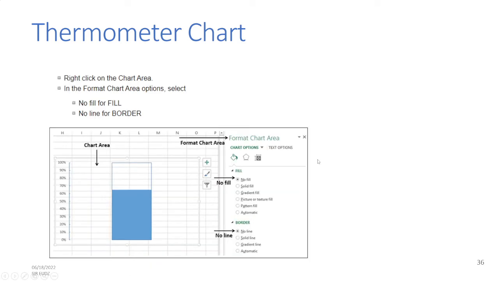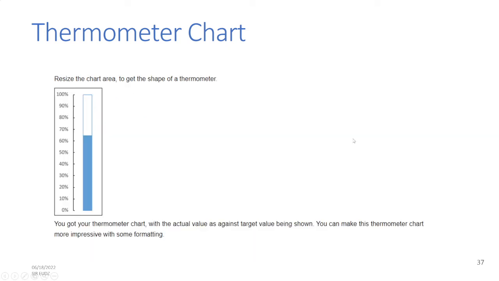Right click on the chart area. In the format chart area option, select no fill and no line for border. Resize the chart area to get the shape of a thermometer. You got your thermometer chart with the actual value as against the target value being shown.